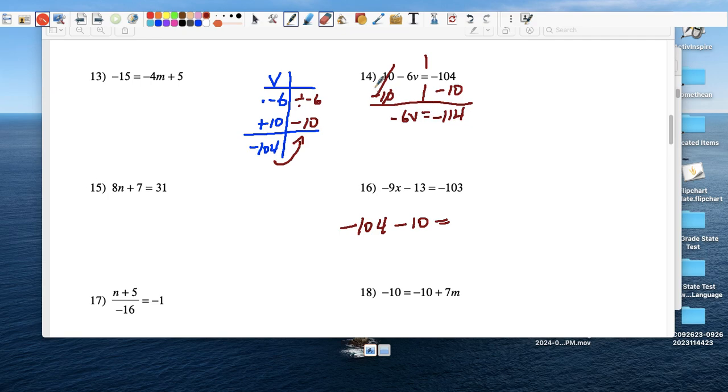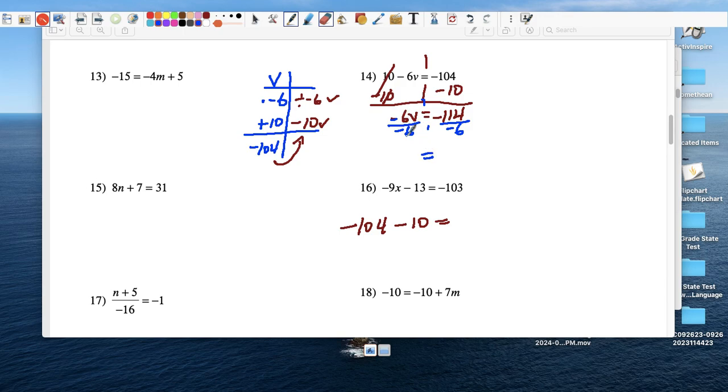Right, -114. So we did this, which is subtract 10 from both sides, and then we're going to now divide both sides by -6. And why am I dividing by -6? Because my coefficient here is -6, and if I divide by -6, guess what happens? A negative and a negative becomes a positive, and I don't have to worry about the negative anymore. So I'm going to divide both sides, this side by -6 and this side by -6. Here we go.